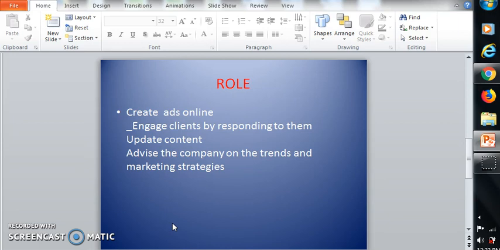So your role as a social media manager will be to create ads online. You're the person who will be engaging customers. So you will need to have the social language. That is very encouraged. You need to have the social language to be able to engage with clients. You also will be the person who will be advising your customers, or these companies that you're working with, on the trends and marketing strategies.